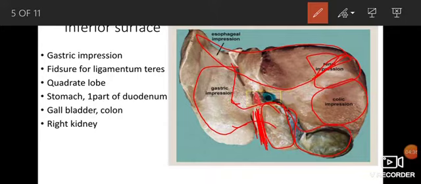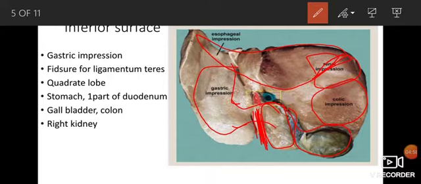So, the right suprarenal gland is not a relation of the inferior surface, but a relation of the posterior surface, because the inferior surface consists of the renal impression. So, the suprarenal gland that is present above the kidney comes at the posterior surface of the liver.